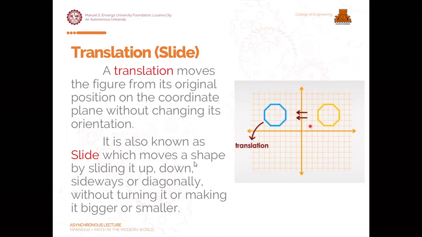So for this example, hindi natin easily ma-identify yung orientation niya kasi polygon na octagon yung figure natin. Pero later in our example, you will see na pag sinabing translation, yung orientation will still be the same. Ang magbabago lang sa kanya is its position. Okay? So it is also known as a slide, okay, which moves a shape by sliding it up, down, sideways, or diagonally. Okay? So for this one, we move to the left. Okay? So sideways tayo. So without turning it or making it bigger or smaller. Okay? So since rigid tayo, hindi nagbabago yung shape natin. Okay? Yun yung pinaka definition ng rigid talaga. Yun para maalala natin. Okay? So let's have an example.